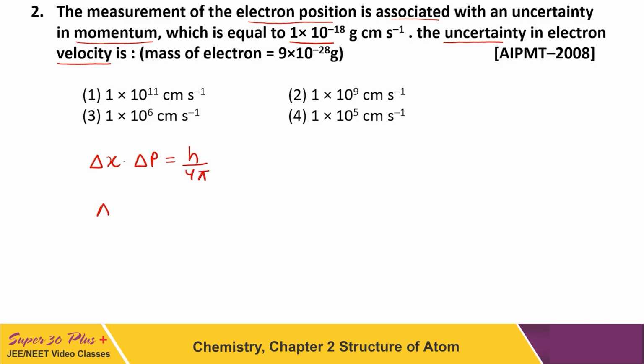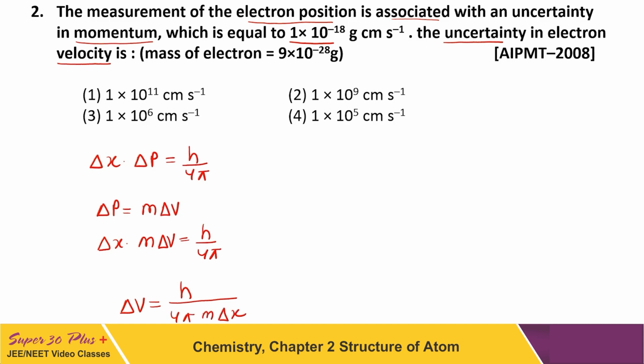Right. Now delta p we can call m delta v, mass into uncertainty in velocity. So delta x dot m delta v is equal to h upon 4 pi. Now, as given in this question, we have to find the uncertainty in speed. So students, that is delta v. What we need is delta v, so that will be equal to h upon 4 pi m into delta x.